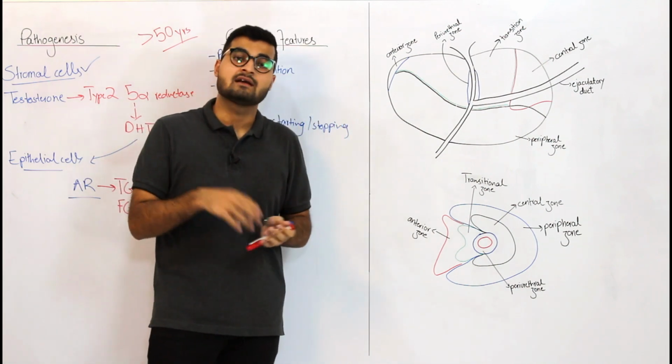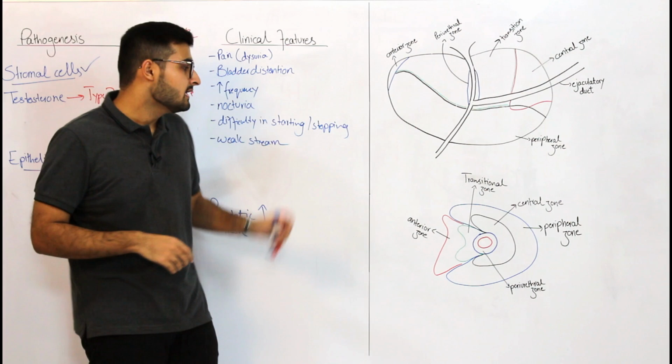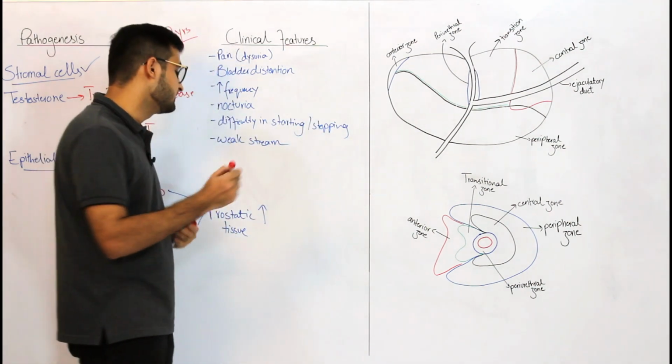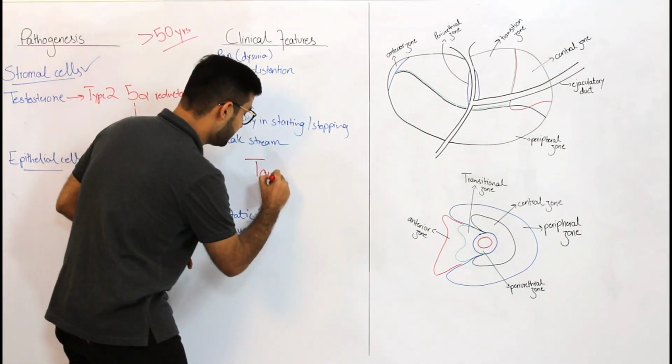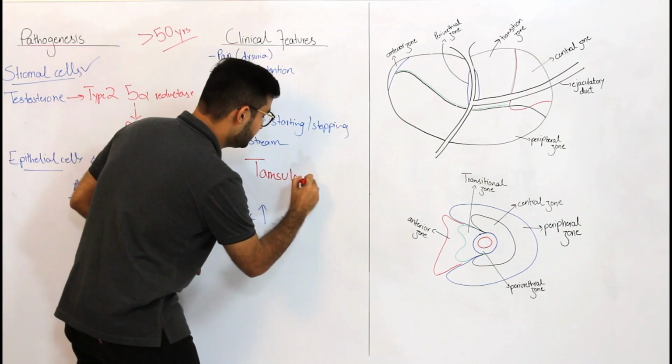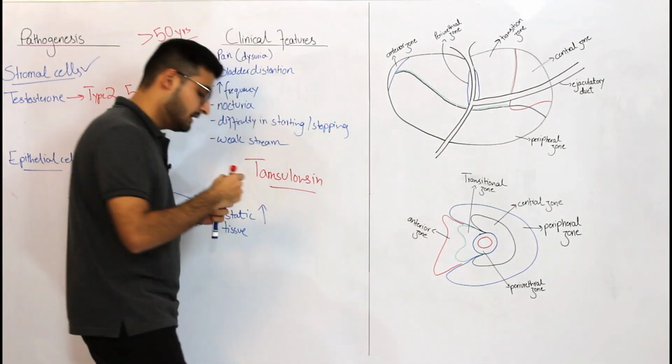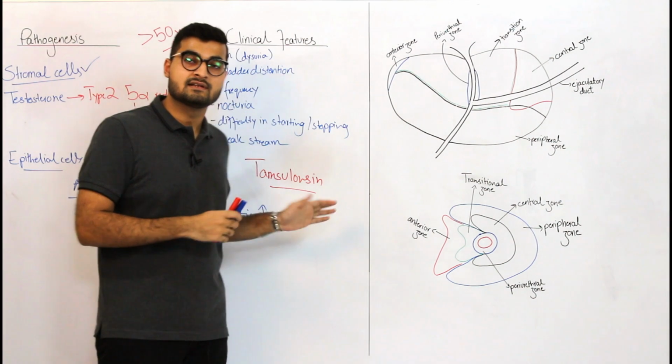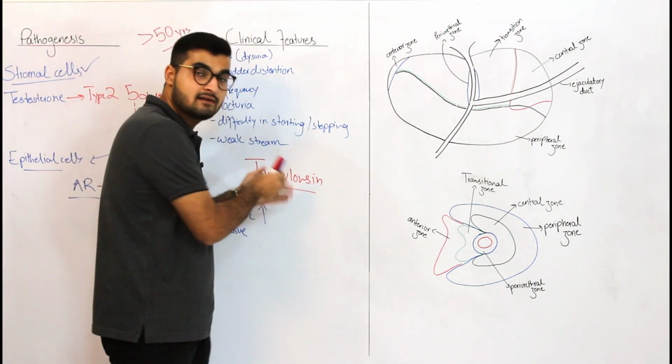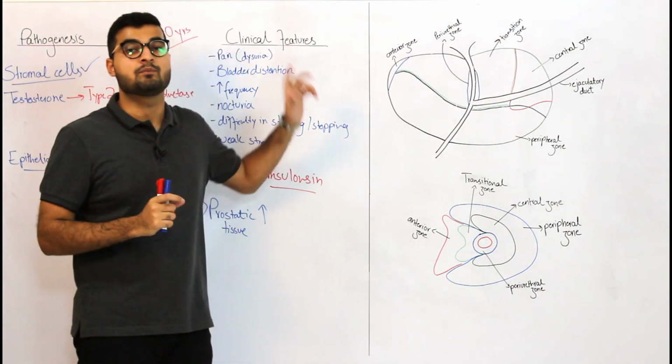Apart from that, coming on to medical therapy, what you can do is you can give the patient tamsulosin. Now, what is tamsulosin? Tamsulosin is basically an alpha 1 blocker. Now where does tamsulosin act? It acts on your prostatic muscles.